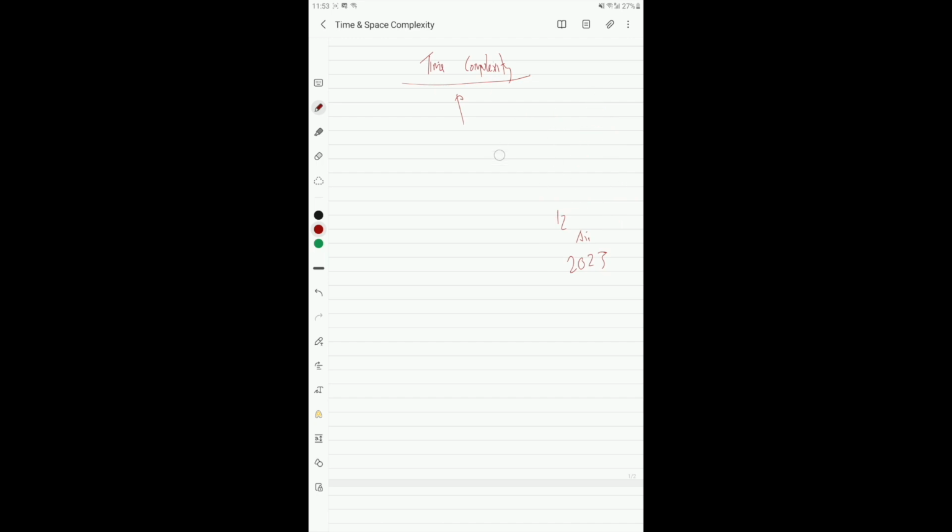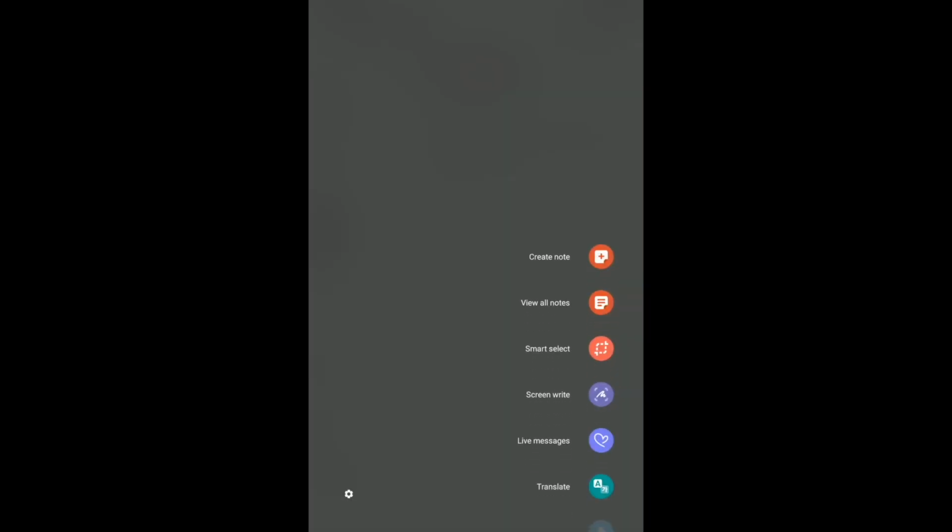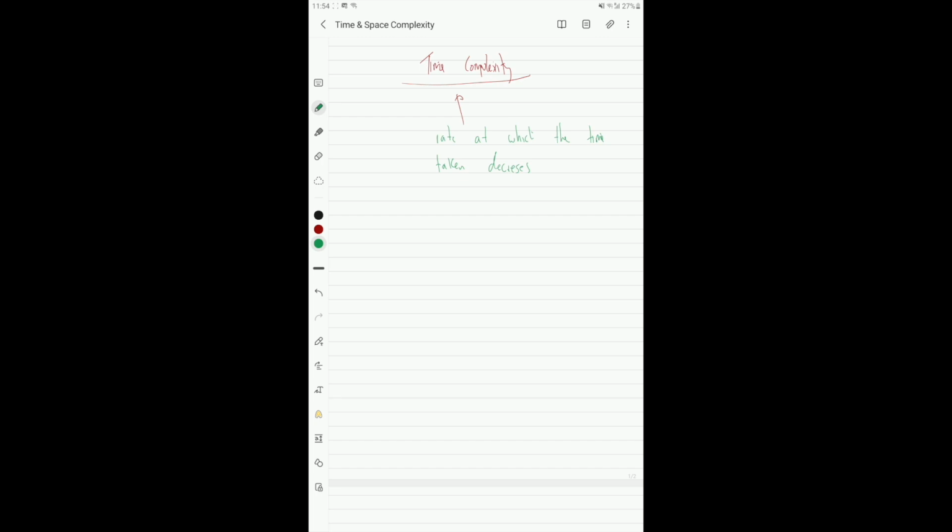The actual definition that we give is that it is the rate at which the time taken increases with respect to the input size.